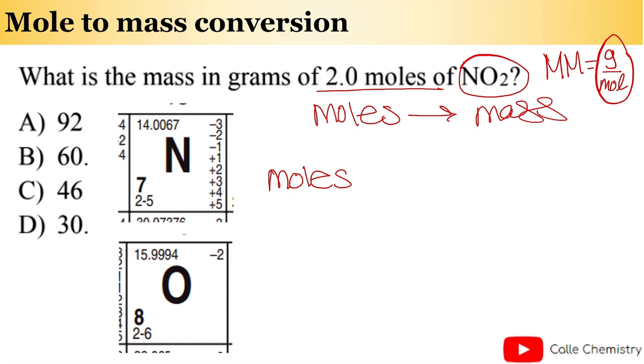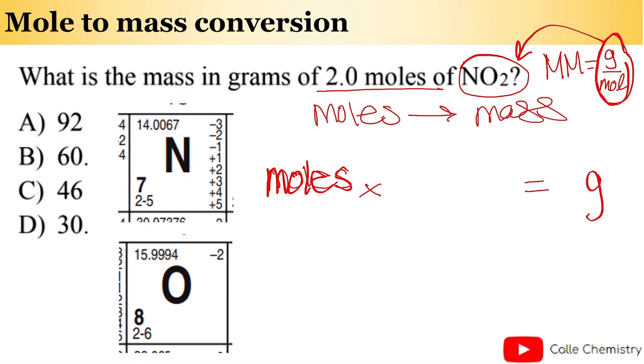Go back to dimensional analysis. Set it up. How are the units going to cancel? How are you going to be left with what you need at the end? So at the end, I need the mass, which is going to be in grams. So I'm going to put that I want my answer in grams. And I'm starting with moles. So I'm going to find the molar mass of NO2. And now, once I find that molar mass, what am I going to do with that molar mass? Am I going to multiply it or am I going to divide?